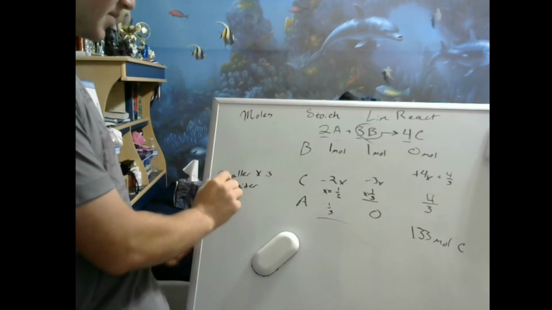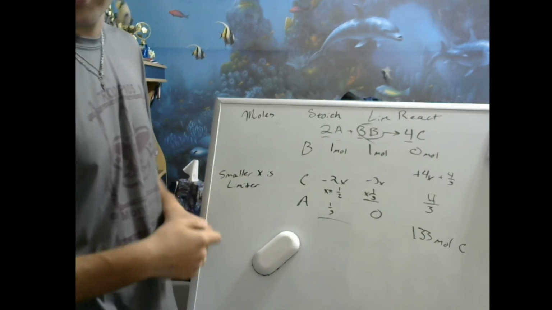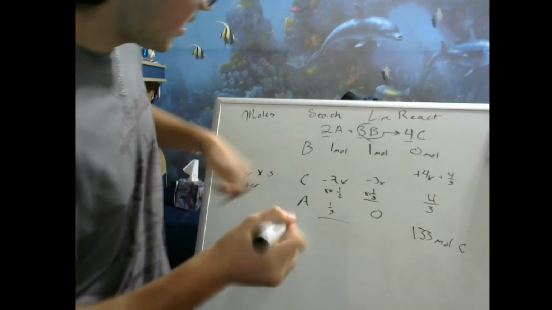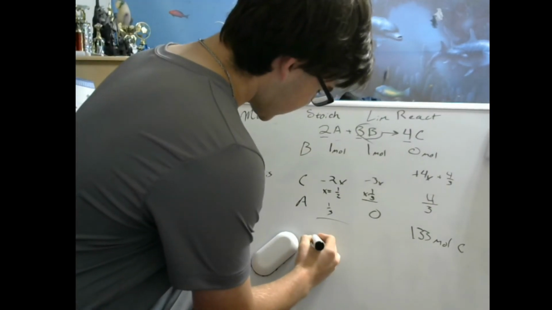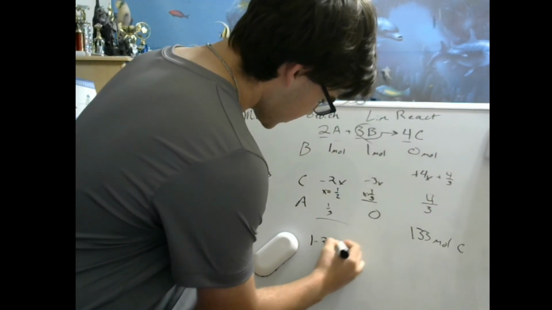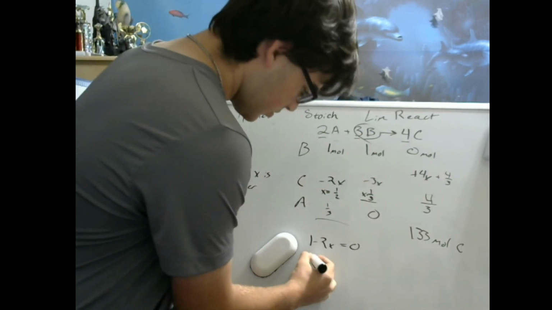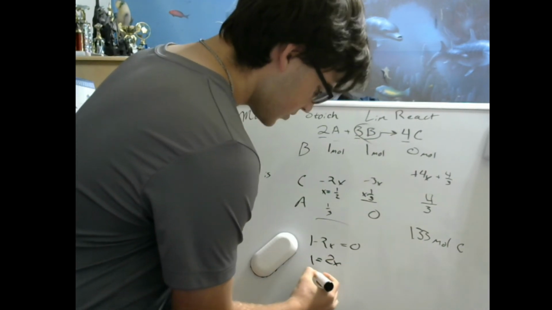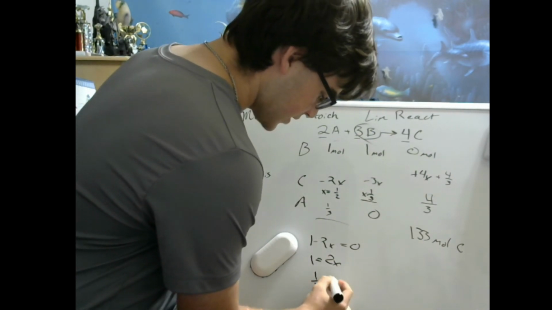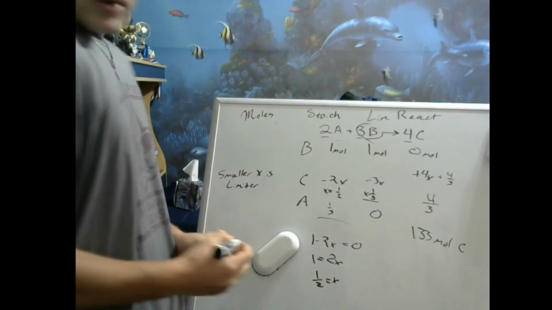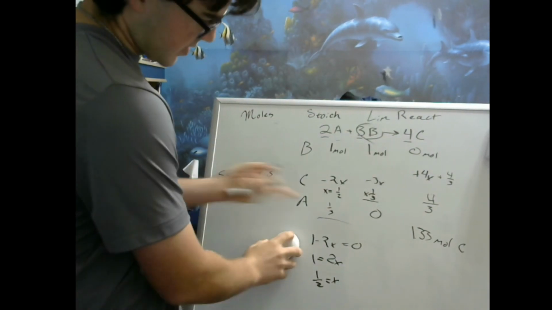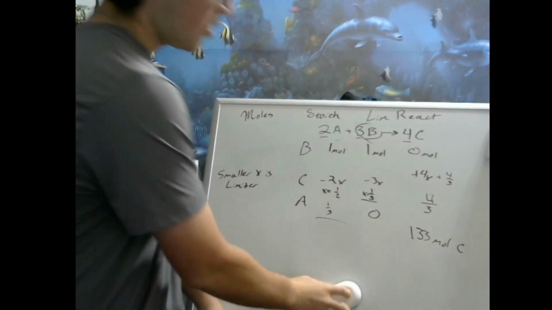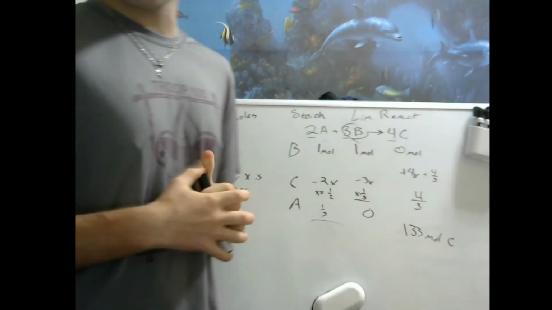And remember, the smaller x is the limiter, and just work it out like that. And the way I do this is because what's actually happening is 1 minus 2x equals 0. So 1 equals 2x. So 1 over 2 equals x. So you can just skip that process. But that's how limiting reactant works.